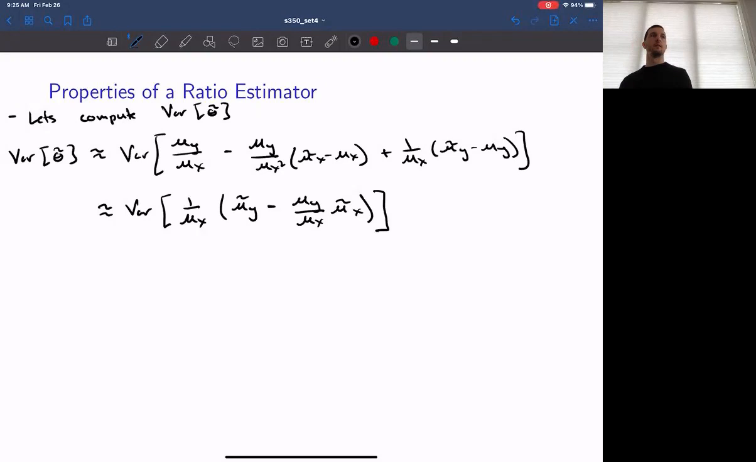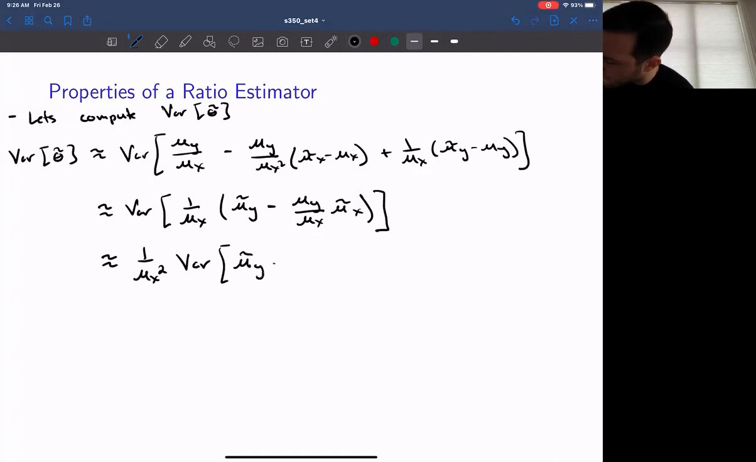All right, so now we can show that this thing is going to be approximately equal to 1 over mu x squared. So the variance operator also squares constants, hence the 1 over mu x squared. And then we're going to have the variance of mu tilde y minus theta times mu tilde x.